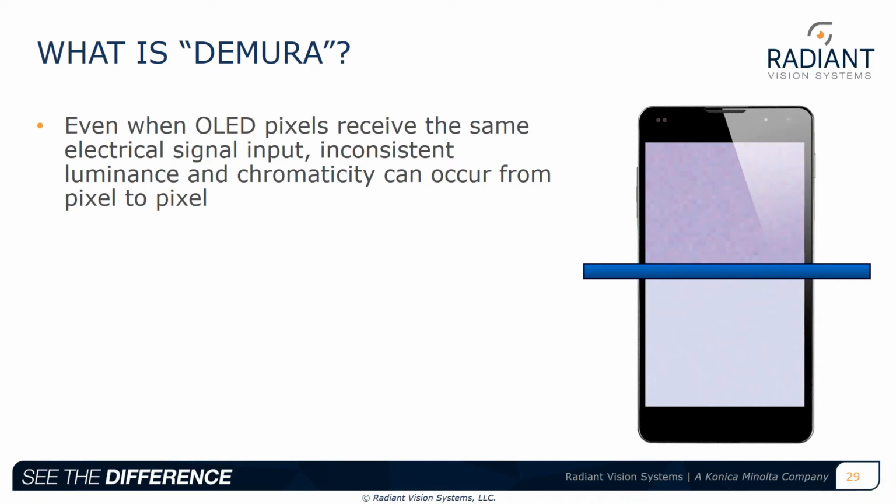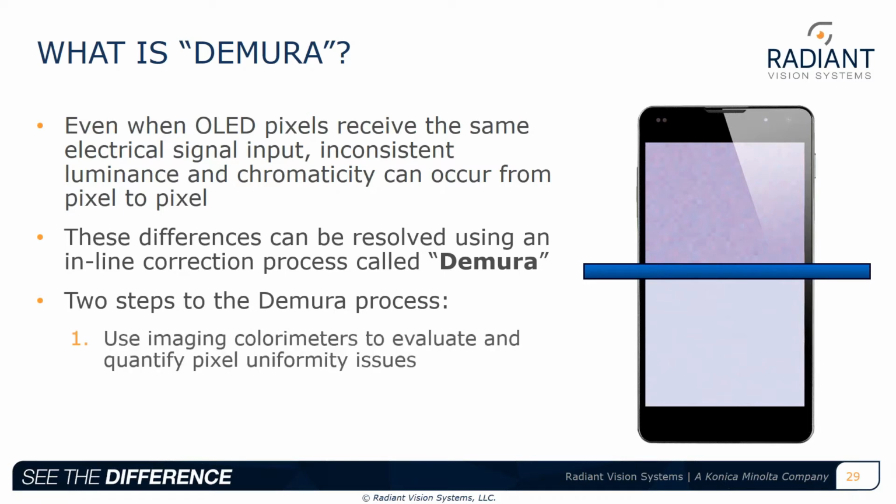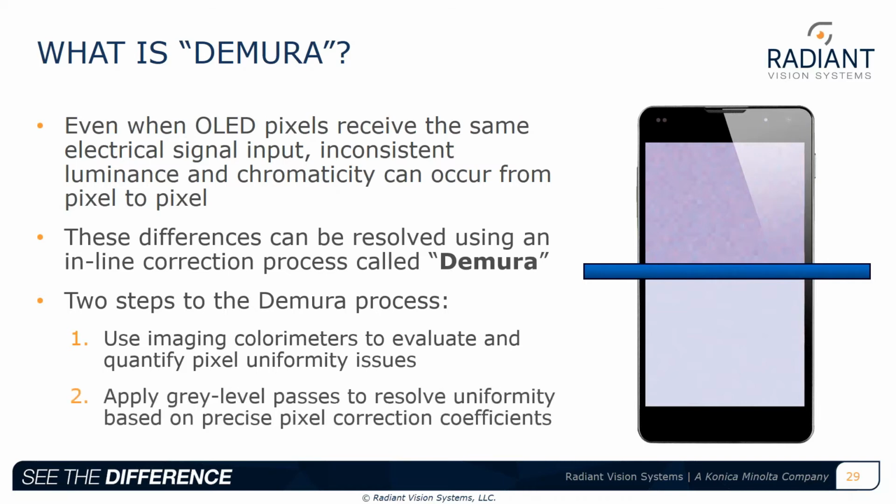The following section introduces an inline process. The first step is to use an imaging colorimeter to measure the display pixels, to evaluate and quantify pixel uniformity issues. The second step is to measure this pixel response over many gray levels to characterize the Mura at low gray levels that can be present there, which are not present at the high levels, and ultimately build a coefficient that characterizes this response.